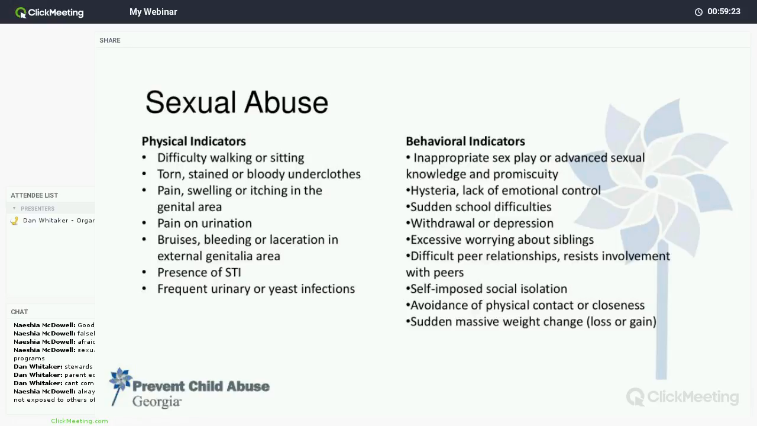If they have an extreme of emotion suddenly, sexual abuse can be a more acute onset sometimes than the other types of abuse. So a lot of these can be sudden as well. So sudden difficulties in school, withdrawal or depression, excessive worry about siblings, difficulty with peer relationships, self-imposed social isolation, avoidance of physical contact, or even sudden massive weight changes, loss or gain, can be indicators of sexual abuse. And we also need to be watching out for disclosures, especially in regards to sexual abuse. And we'll get into that in a couple slides.